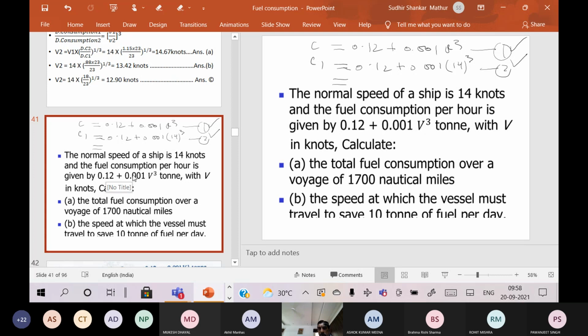2.86 was the original, correct? So new consumption will be 2.86 per hour minus 10 by 24. This is the new consumption. When this is the new consumption, I again use it in this equation and I can calculate V. So this is the method of calculating or solving this problem. We have to use the same equation. Is it clear, or does anybody still have doubt?